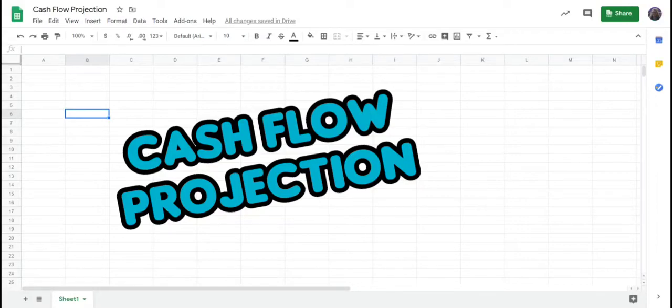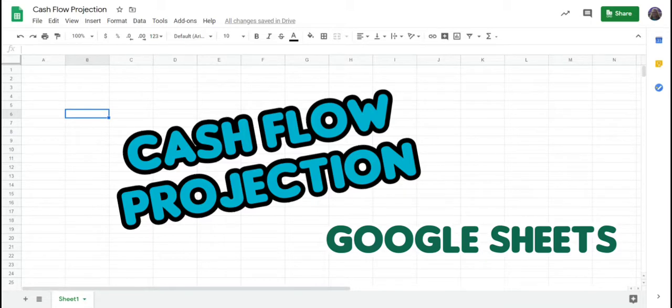All right, so today we are going to be creating a cash flow projection using Google Sheets. It's very important to do cash flow projections, especially when starting new businesses or doing new activities, and you want to make sure that you will have enough money in the bank to pay the bills.